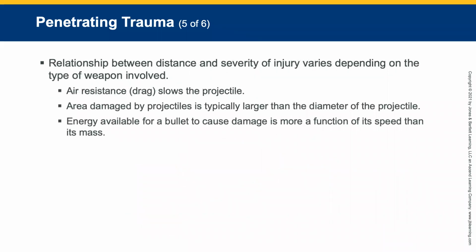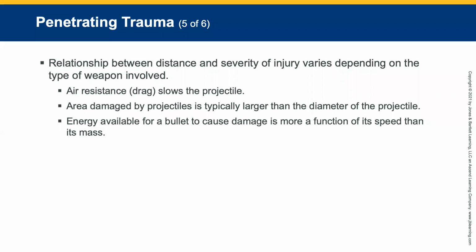The relationship between distance and severity of injury varies depending on the type of weapon involved. Air resistance, often referred to as drag, slows the projectile, decreasing the depth of penetration and energy of the projectile and thus reducing damage to the tissues. The area that is damaged by medium and high velocity projectiles is typically many times larger than the diameter of the projectile itself. This is one reason that exit wounds are often many times larger than entrance wounds, as we just showed you on the other picture.